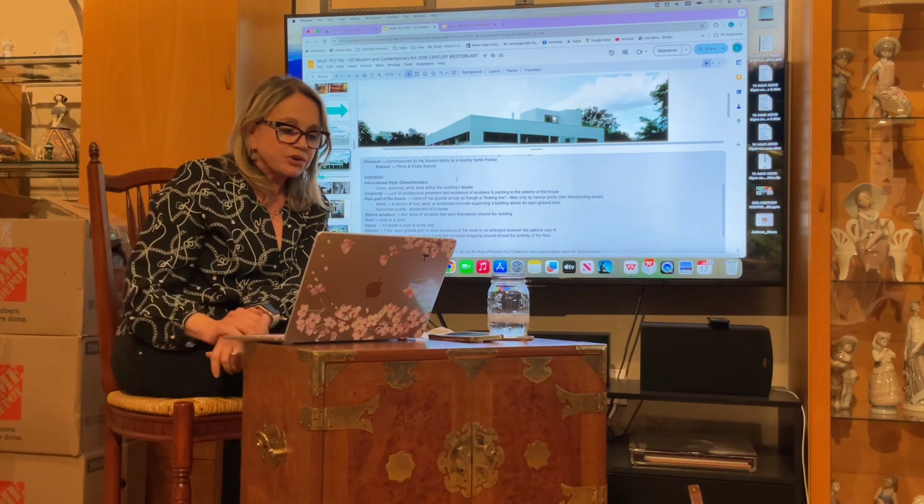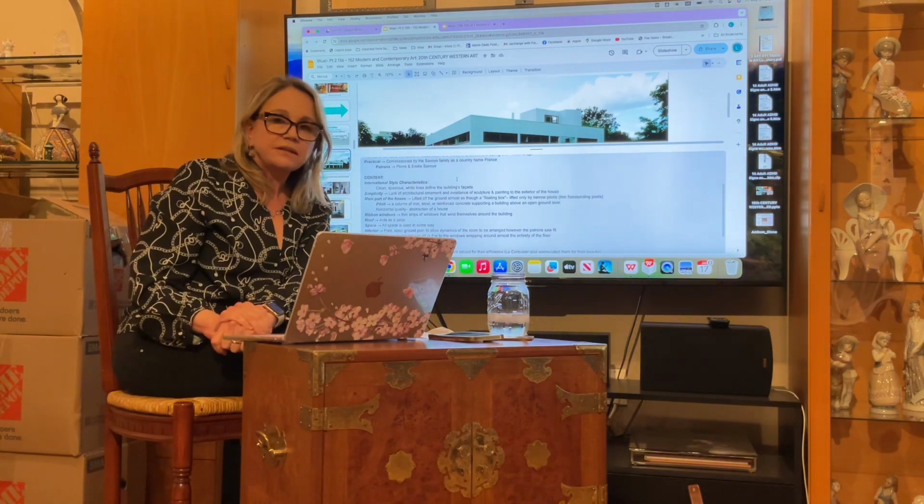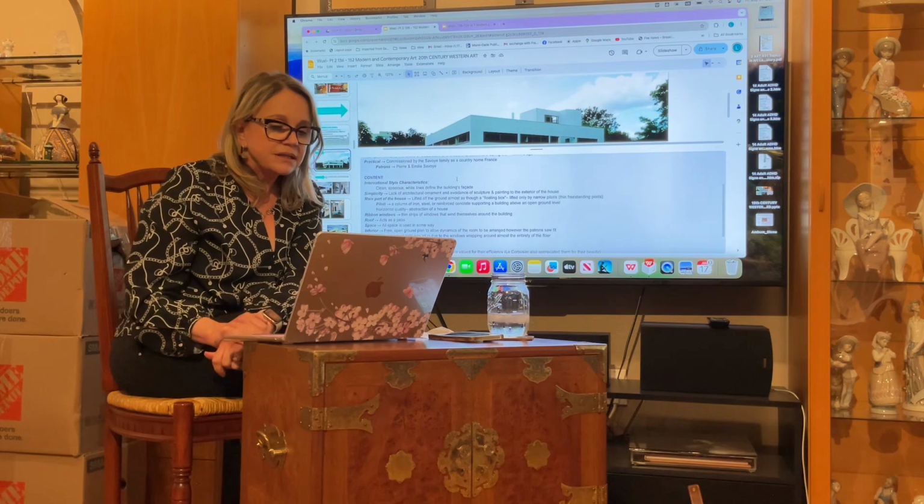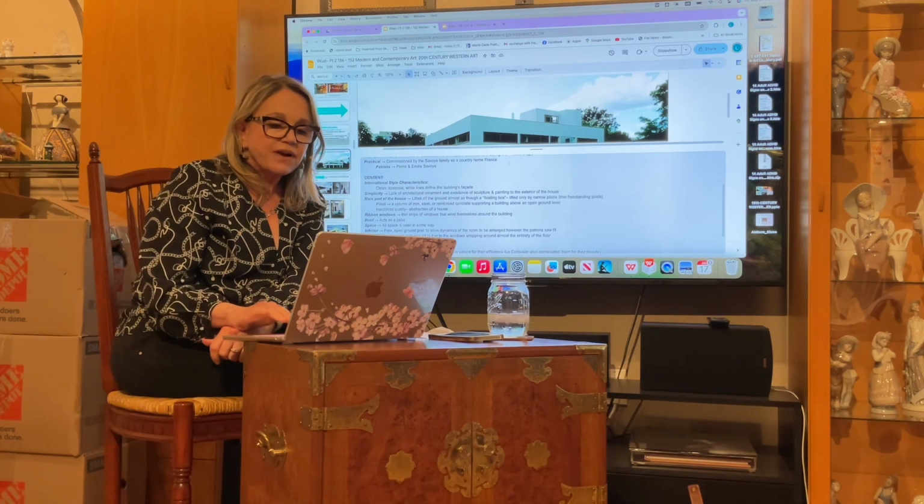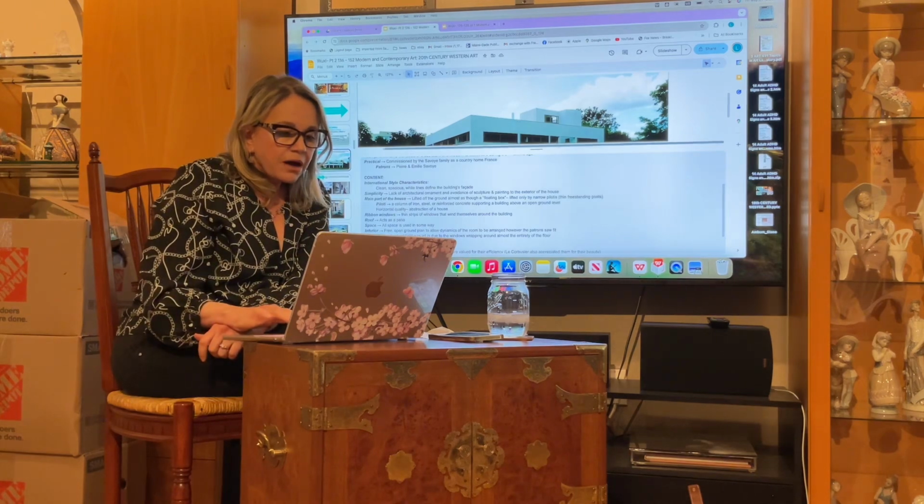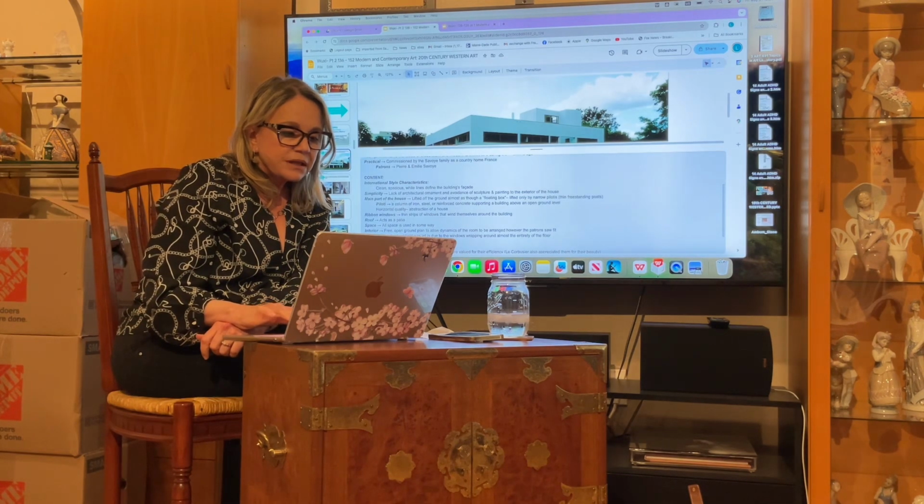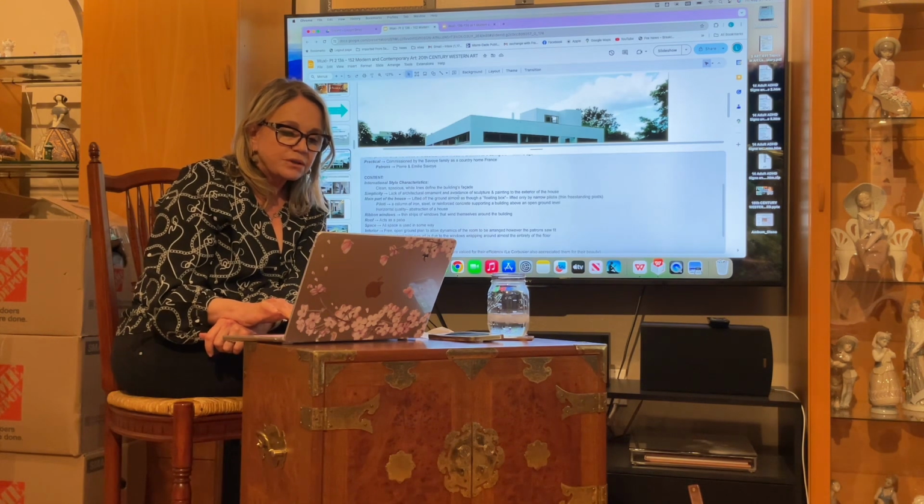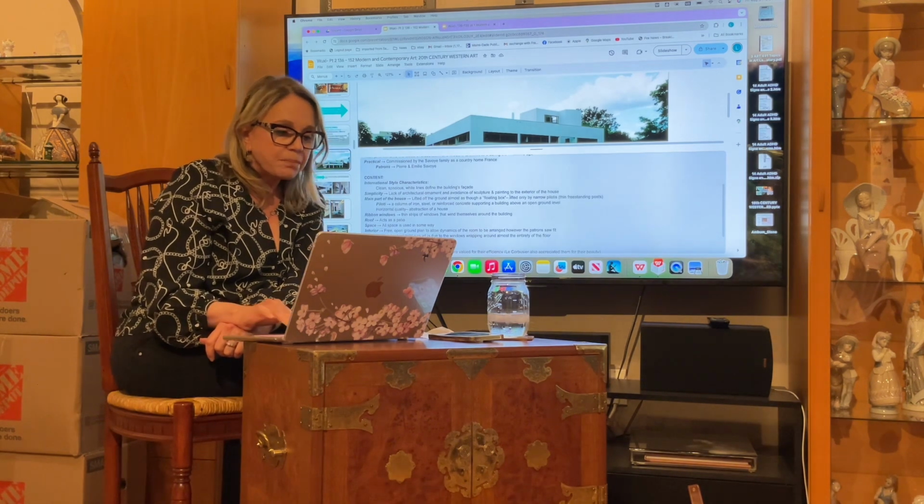So what are the characteristics of this style? It's clean, spacious, white lines, and this is what defined the facade of the house, and the facade is the outside. It was simple, lacked architectural ornamentation, avoided sculptures and painting.